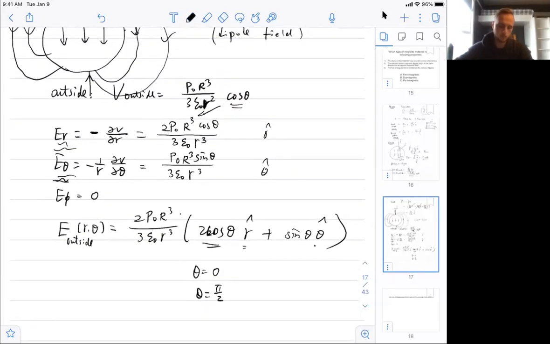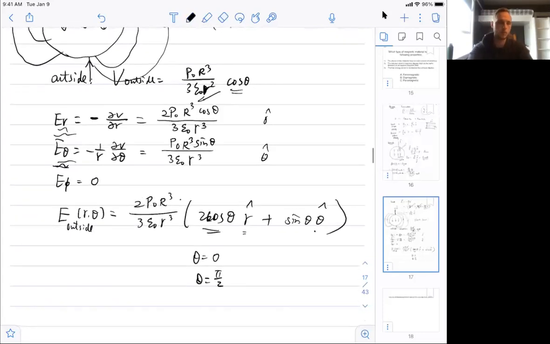So we found your E inside and outside. One way to check whether I got something correct is to see whether the boundary conditions are met at the surface of the sphere. For the boundary conditions, you can check the E parallel component, and you can check the E perpendicular component. So let's do them one by one. I'm going to do the parallel component first.